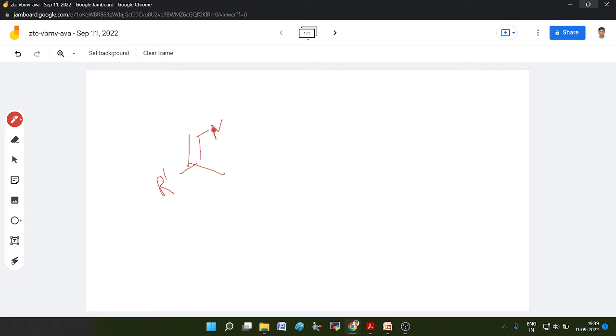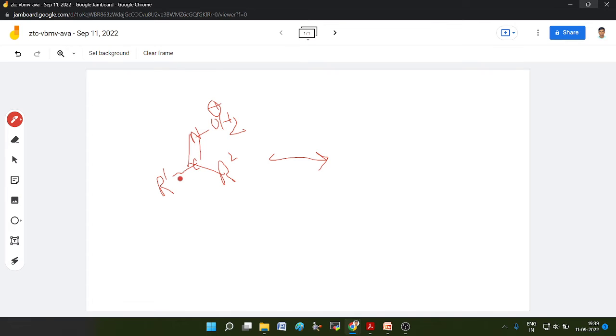Oxygen. So there will be OH, and this is a nitrogen atom, and this is a carbon atom. This is R2. Perfect. So if you treat it with acid, this will be protonated, OH2 plus. And now the question: which group will migrate?